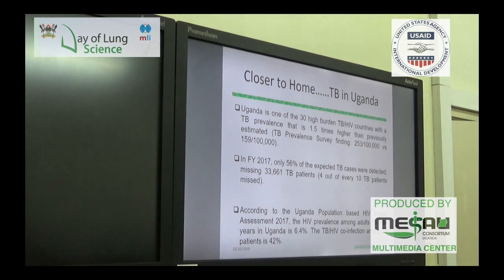We also know that HIV prevalence amongst adults is 6.4%, and the TB HIV co-infection among TB patients is 42%. And so we need to have discussions around that in terms of finding cases, putting them on treatment, but also what we do about the issue of co-infection.